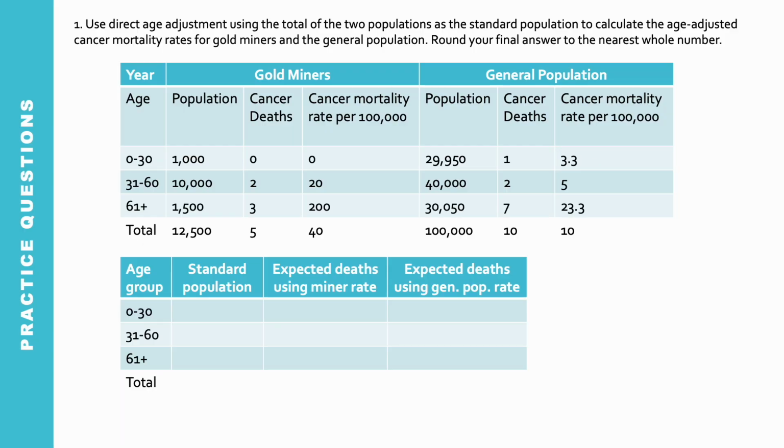Use direct age adjustment using the total of the two populations as the standard population to calculate the age-adjusted cancer mortality rates for gold miners and the general population. Round your final answer to the nearest whole number.